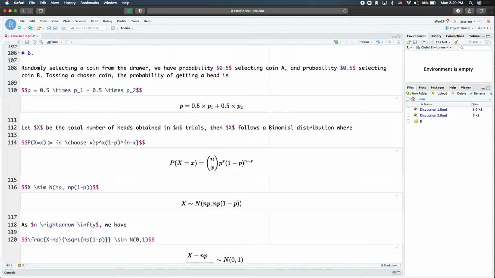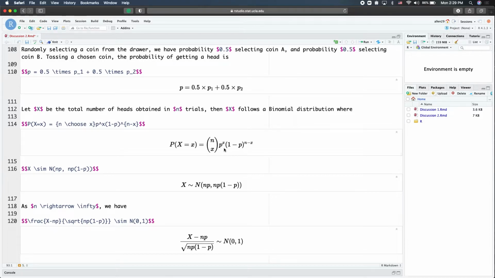Let x be the total number of heads obtained in n trials, and then x follows a binomial distribution, because we also have two discrete values in the support. So this is the binomial distribution, where the p here is the probability of randomly choosing one of the two coins and then getting a head.